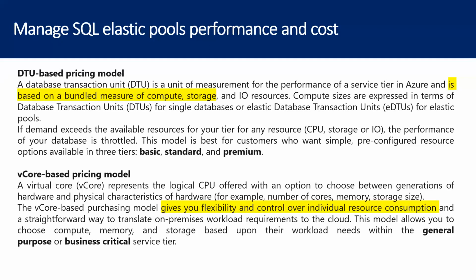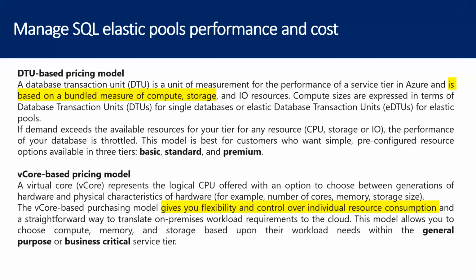And for that allocation, the performance and costing, you have two different varieties, a DTU or a vCore model. As I mentioned, DTU is based on a bundled measure of compute, storage or IO resources. For a simple package needed, there are pre-configured resource options available in the DTU model, which is basic, standard, and premium. Whereas in vCore, it is logical CPU offered with the type of hardware and software needed, and it also gives the flexibility and control over individual resource consumption. So you can design what kind of memory you needed, what kind of storage category you needed. You can select it. It is available in the general purpose or business critical service tier, two tiers available.